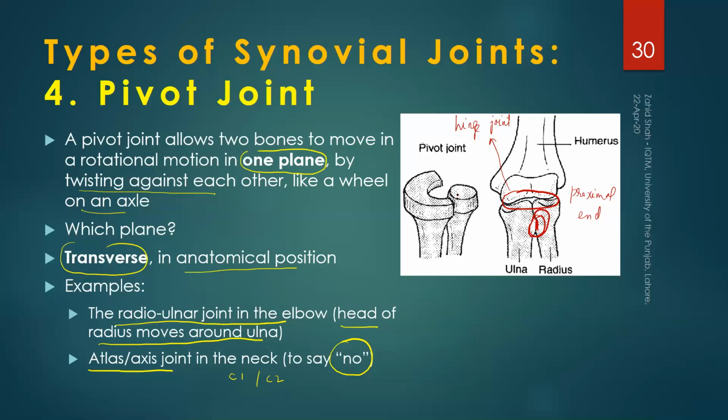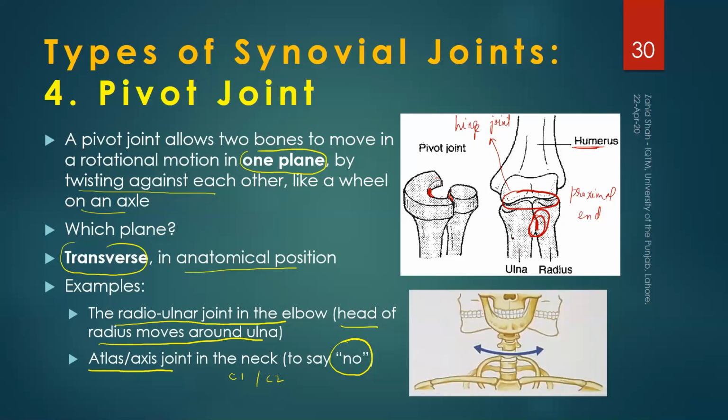So you can see that this end sort of fits in this, and rotation is possible. It is at the proximal end, because you can see here the humerus is joining. So the joint between humerus, radius and ulna is a hinge joint, and at the proximal end of radius and ulna is a pivot joint. Another example is the joint between C1 and C2.